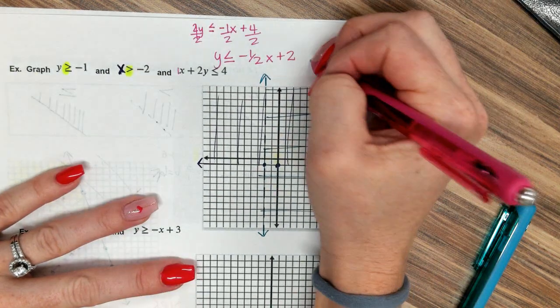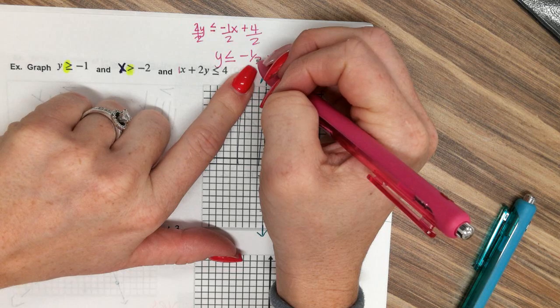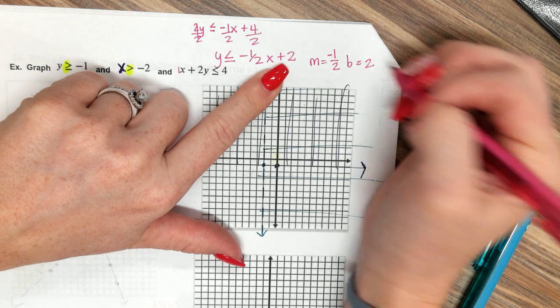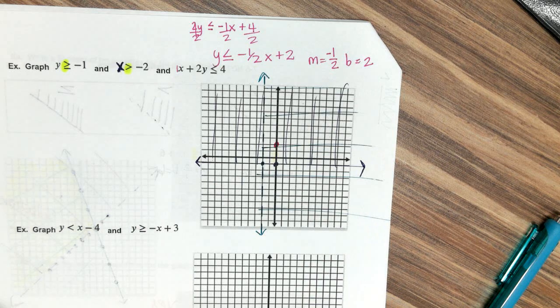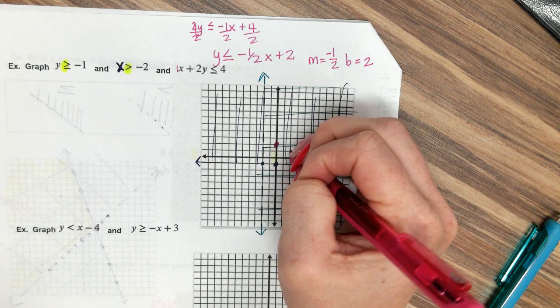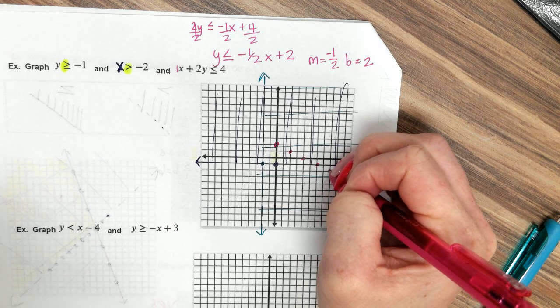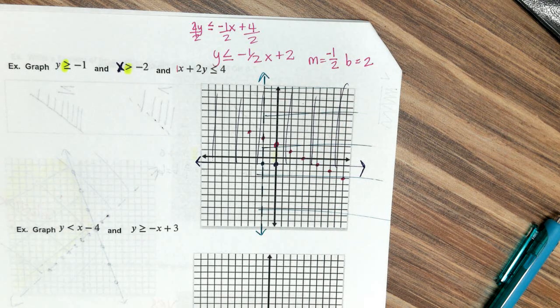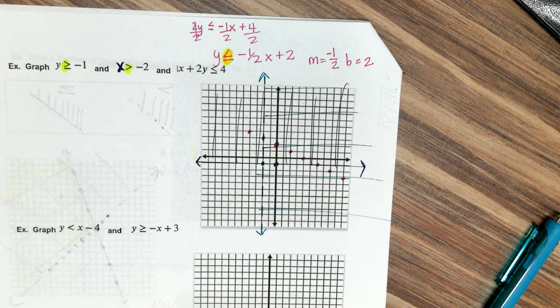So I need an m and a b. What is my slope? Negative 1 over 2. What is my y-intercept? So I'm going to go to the y-axis and put a dot on 2 right here. I'm going to go down 1, right 2, or I could go up 1, left 2. Will this be a solid or dashed line? Solid.